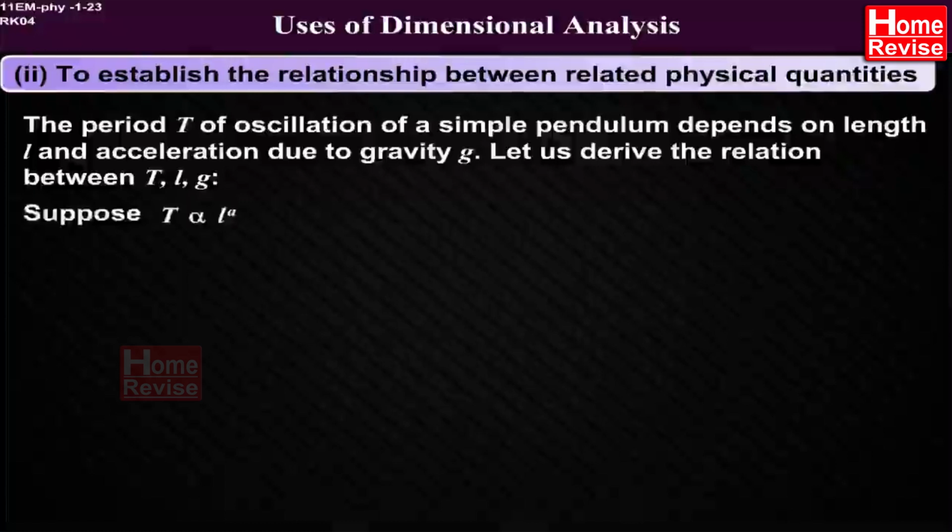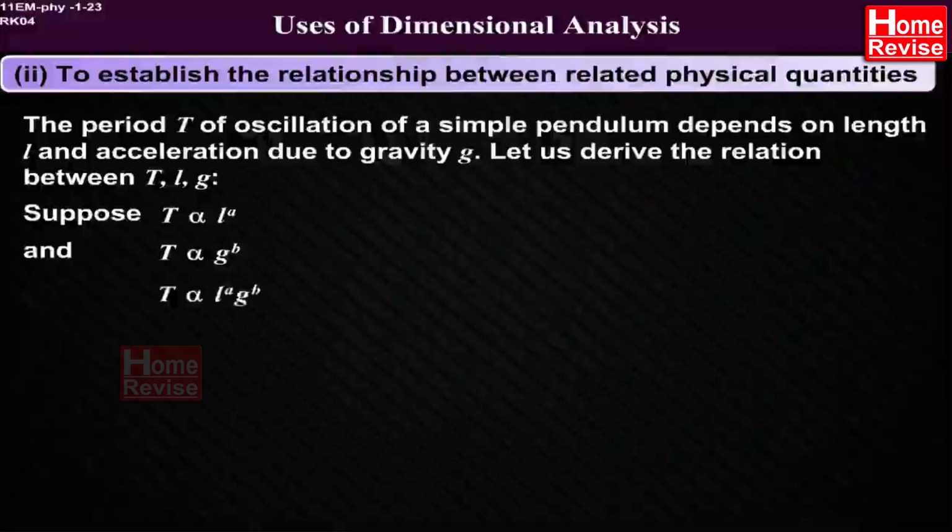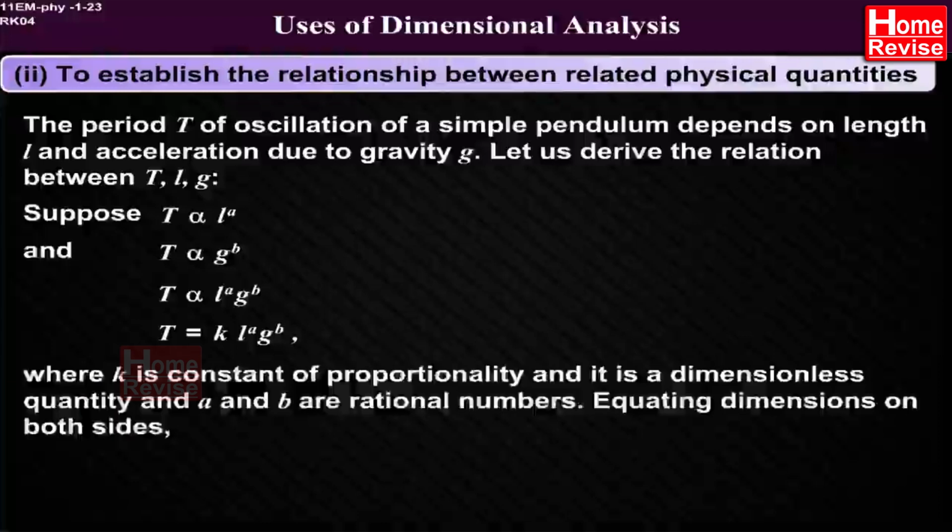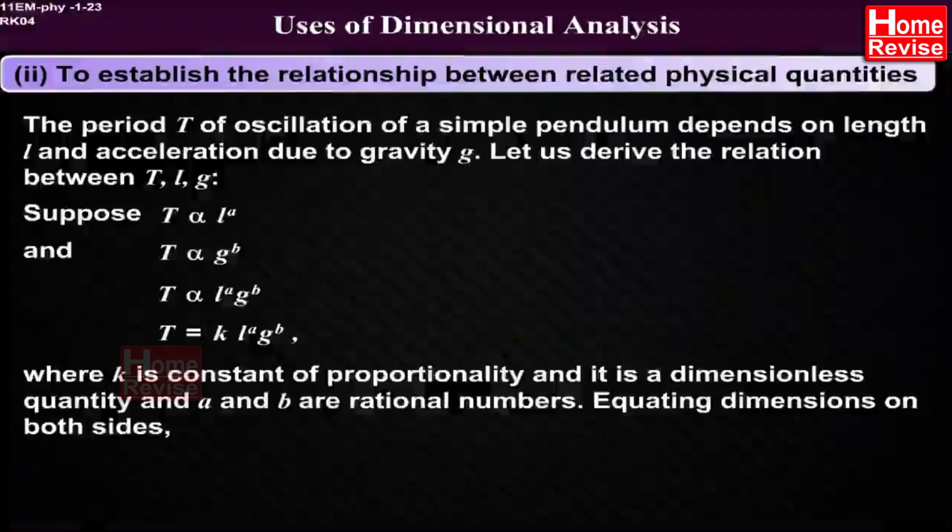Suppose T is directly proportional to L^a, and T is directly proportional to g^b, and T is directly proportional to L^a into g^b. T is equal to k L^a into g^b, where k is constant of proportionality and it is a dimensionless quantity, and a and b are rational numbers.